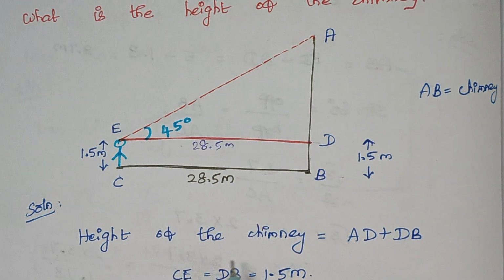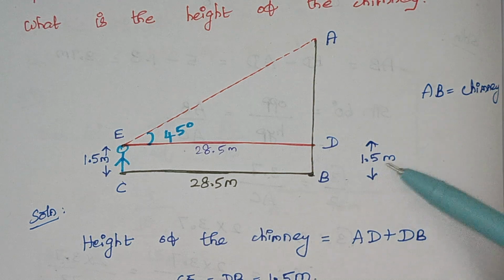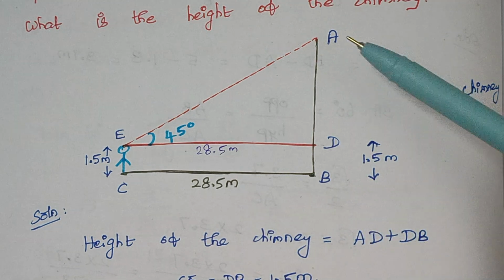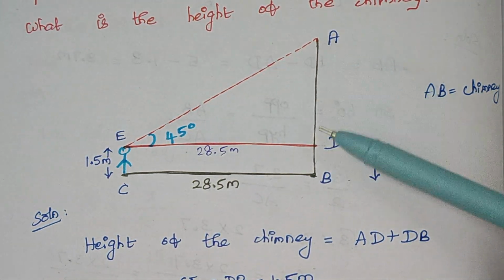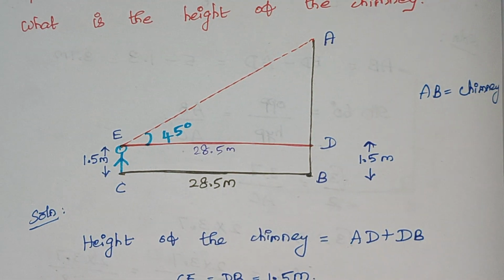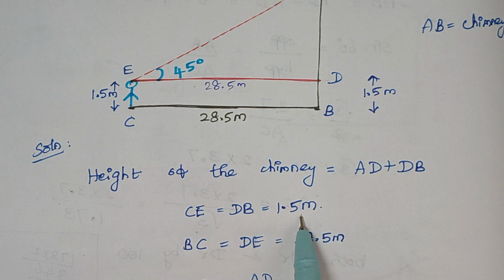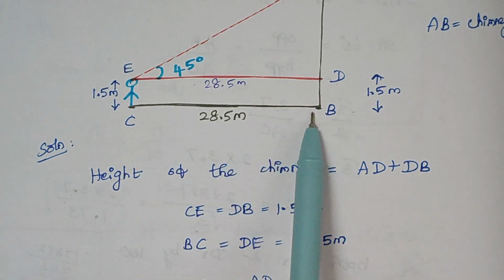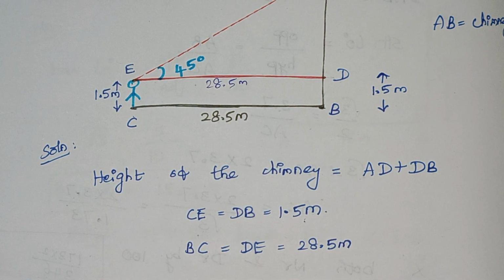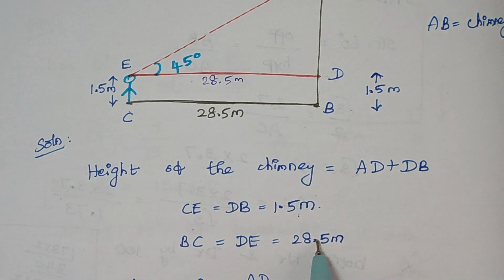So the height of the chimney is AD plus DB. We know the value of DB as 1.5 because DB is parallel to EC. Now we have to find the value of AD. Once you find AD and add it to DB, you will get your AB. So we will proceed. CE is equal to DB, which is equal to 1.5. Similarly, CB is equal to ED, because they are parallel and exactly connected just like a rectangle. So CB is equal to ED, which is equal to 28.5.